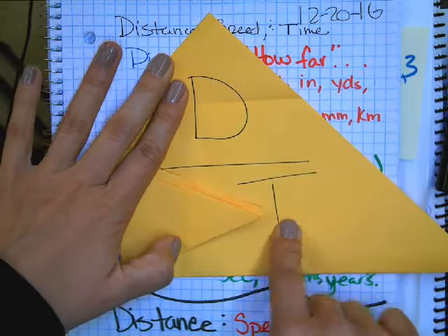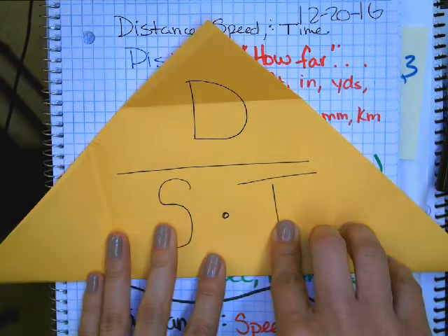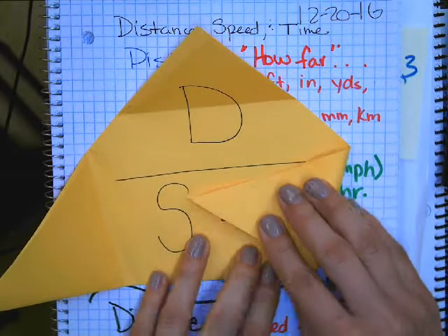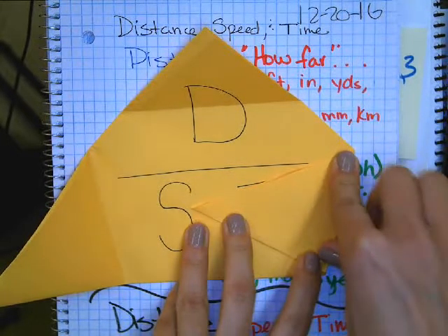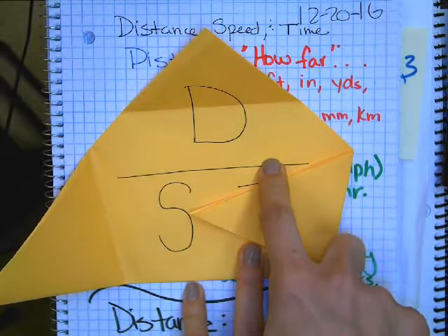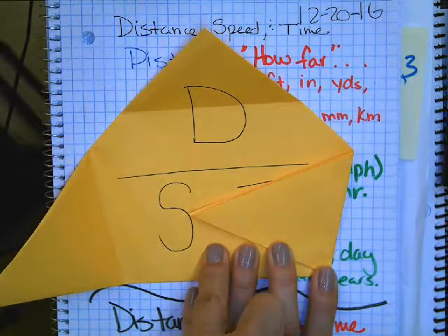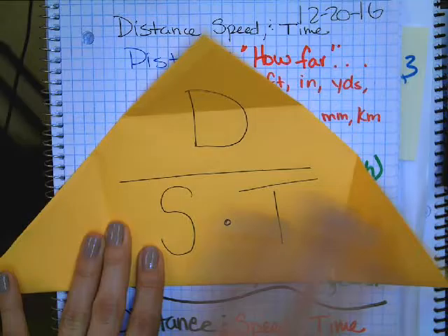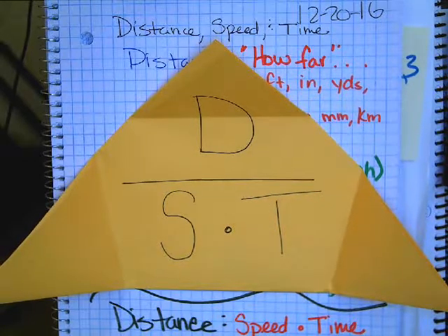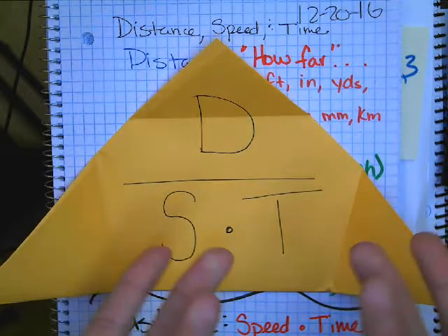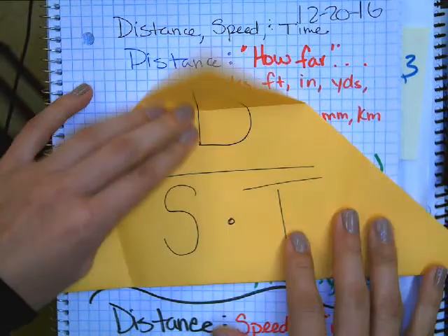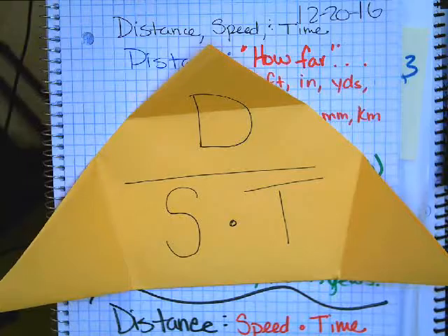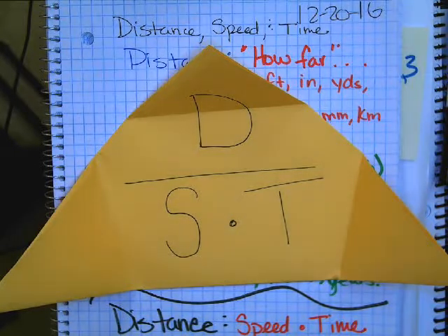Now what if the question's asking you for time? What letter do you cover up? The T. And then you're left with distance divided by speed. Okay? So this triangle helps us remember these three formulas. Whatever the question's asking you for is what you cover up. You only cover up one at a time. Okay? So let's go ahead and do a problem in our notebook.